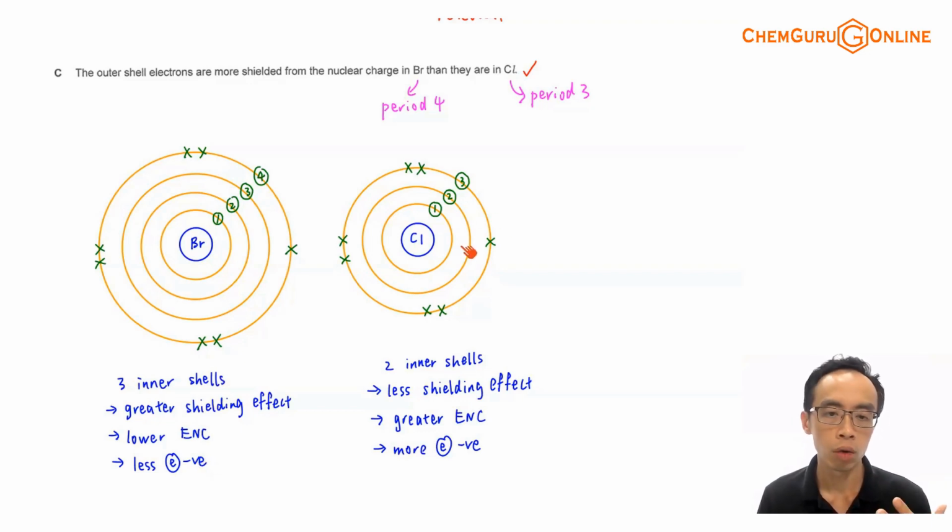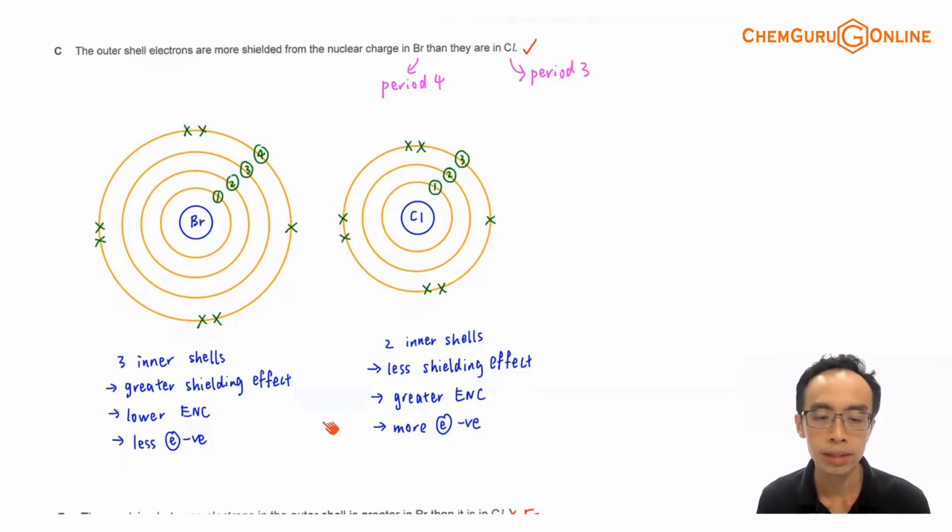Conversely, if I consider chlorine, with fewer inner shells, there is less shielding effect, and I will have greater effective nuclear charge. The nucleus will be able to attract the valence electrons more strongly, causing this one to be more electronegative. So you notice that our conclusion for statement C is able to explain how come chlorine is more electronegative than bromine. So therefore C, in this case, will be my best answer.